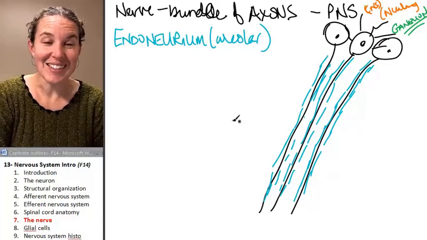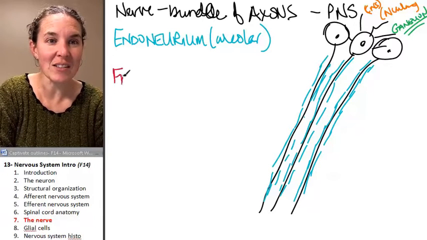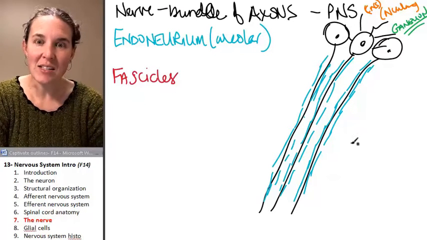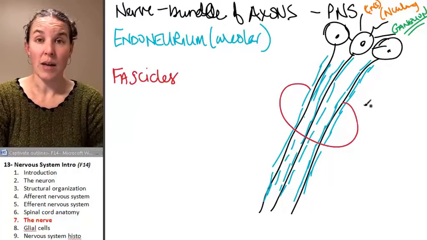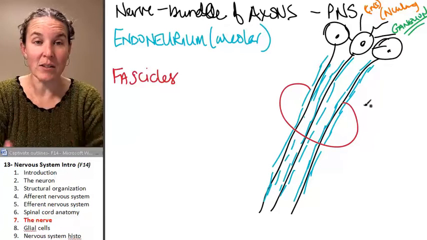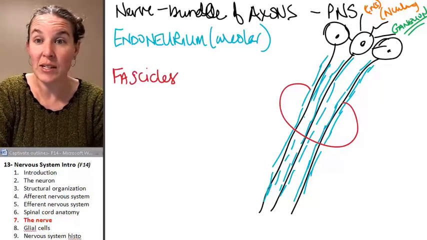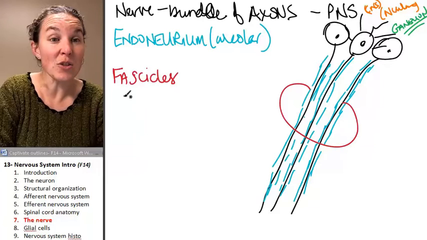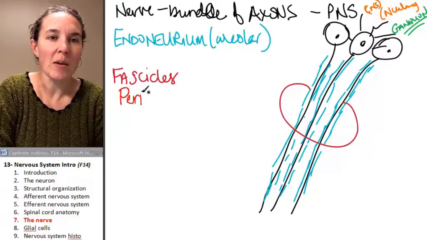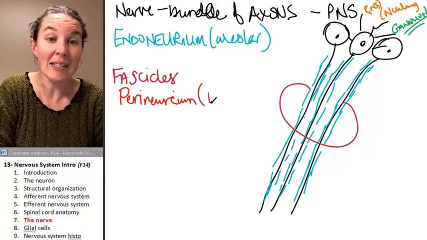Just like muscles, nerves have fascicles. And fascicles are groups of axons in a little bundle. And the fascicle is surrounded by, we'll change our color slightly, our fascicles are surrounded by, what do you think? Perineurium. And that is dense, irregular connective tissue.